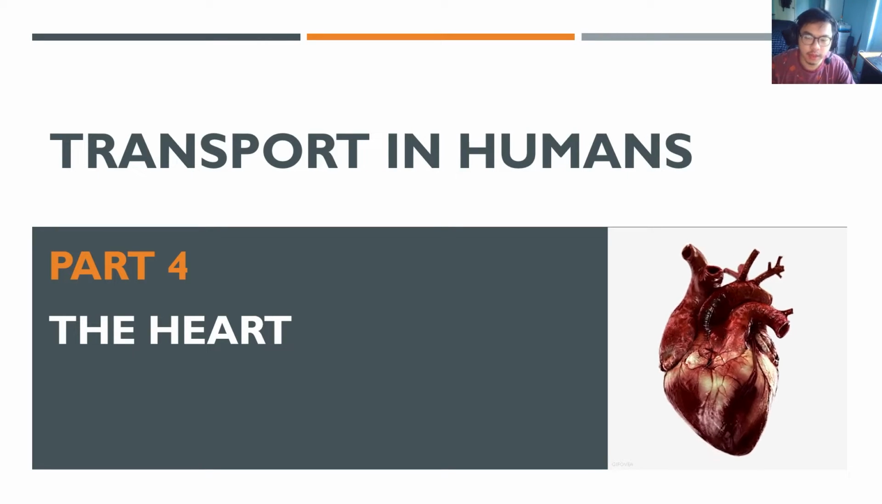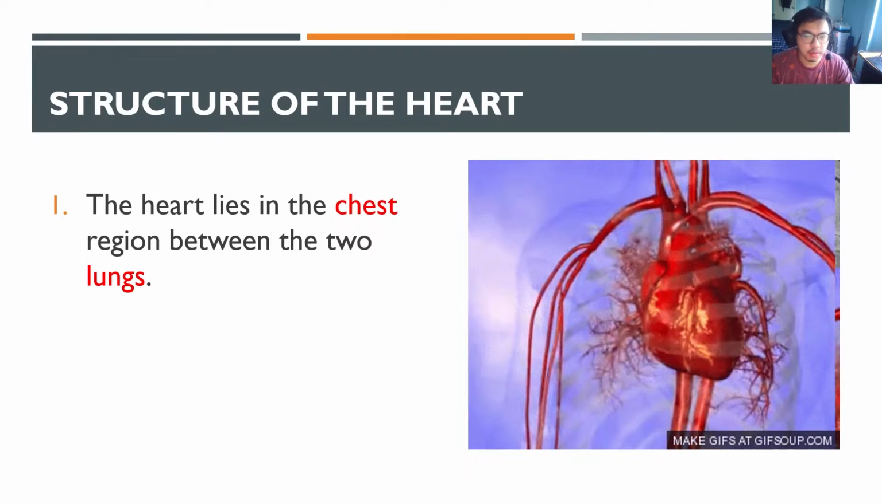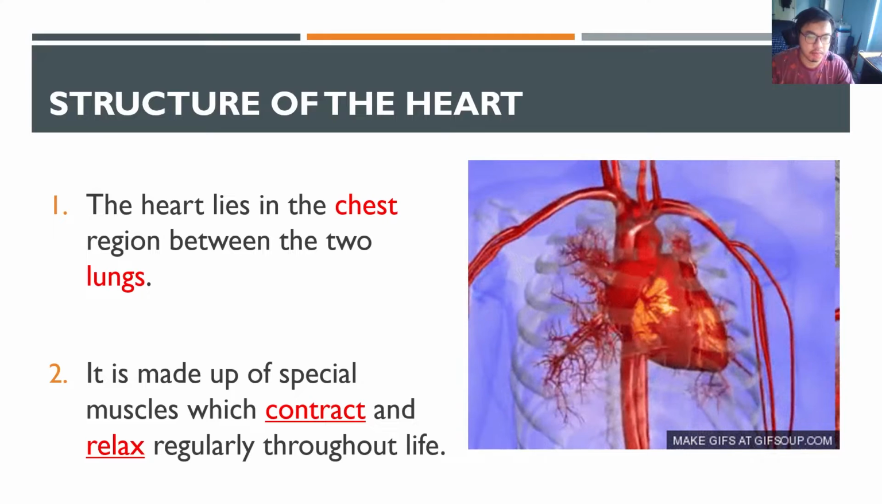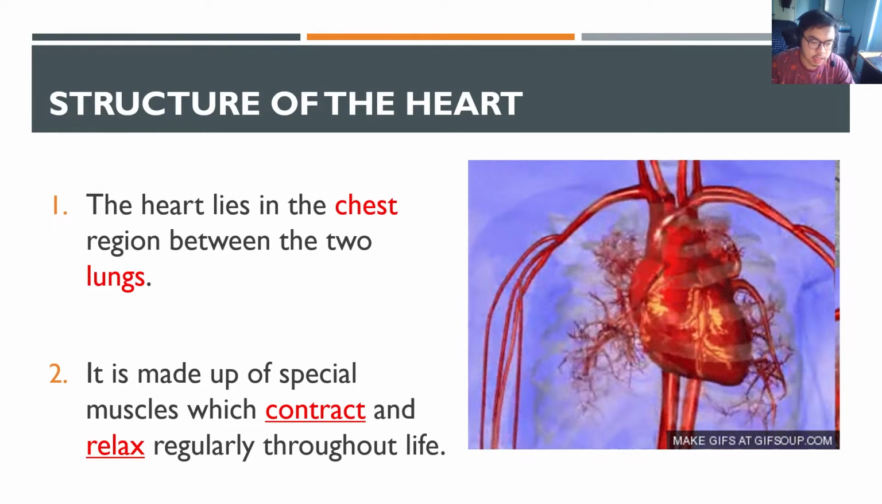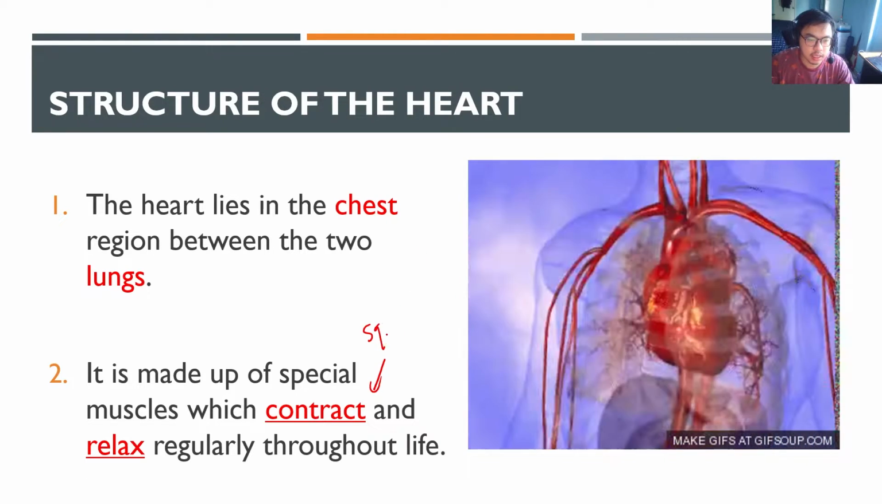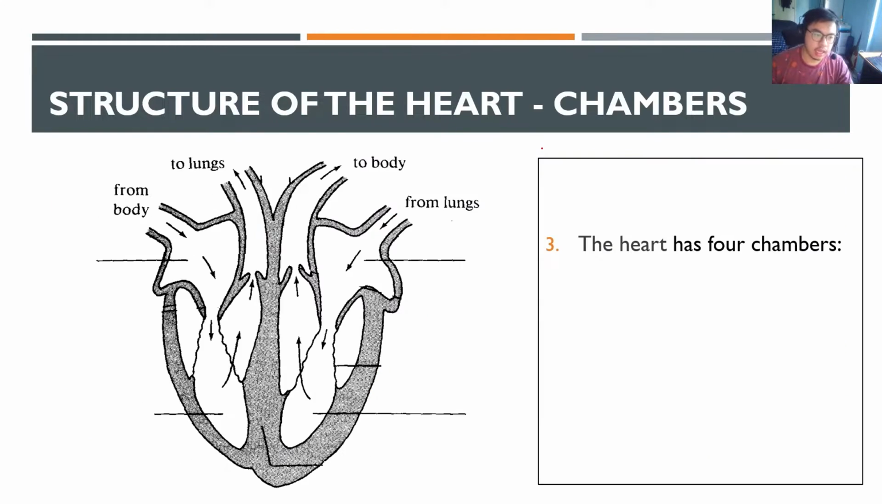In part 4, we're going to look at the heart. The heart lies in the chest region between the two lungs. It is made up of special muscles which contract and relax regularly throughout life. So, contract means it is squeezing, and relax means it is not squeezing. And these are the parts of the heart.